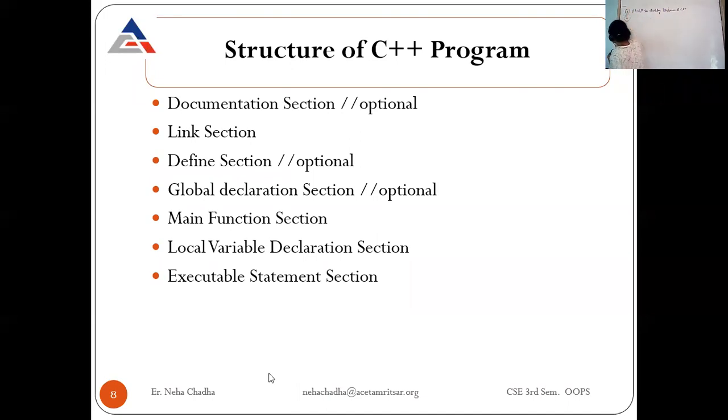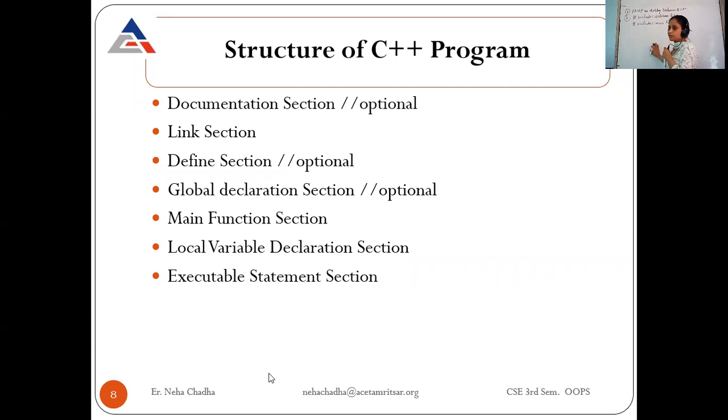Second section is called the link section. Here I will add the respective header files: #include iostream.h and #include conio.h. How many header files will be required will depend upon the program that you are going to write. This is a simple program.